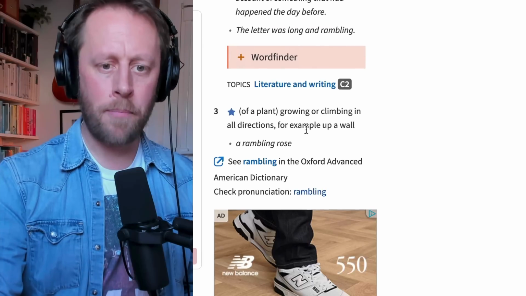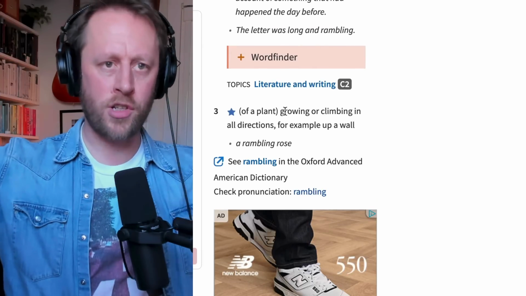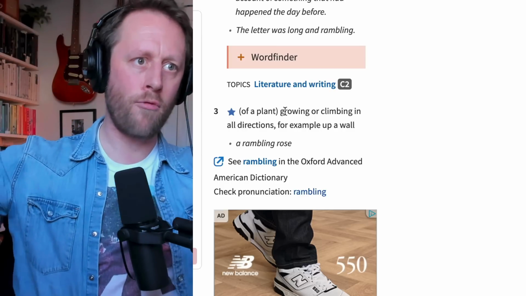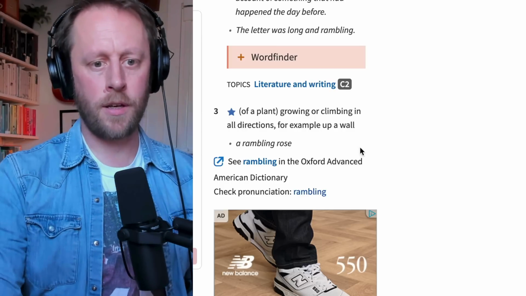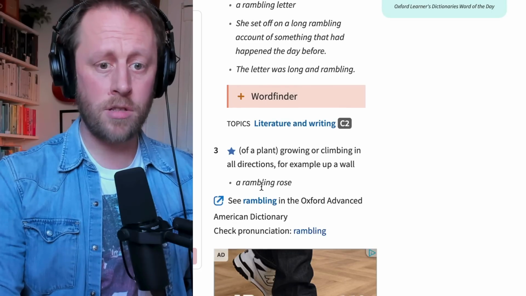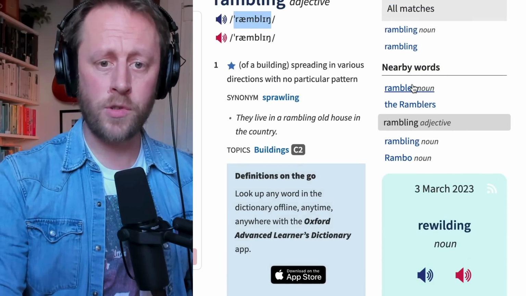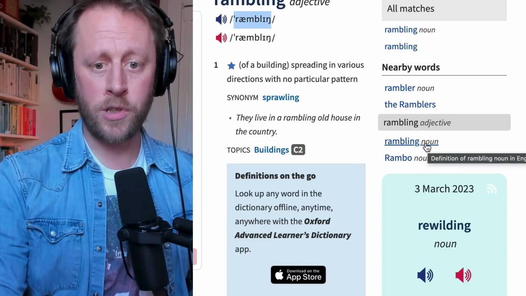And a rambling plant, growing or climbing in all directions. For example, a plant that might climb up the wall of a building or climb everywhere. Rambling plants in a garden that hasn't been looked after. Okay, and yeah, okay. It also shows us nearby words like rambler, another noun, rambling, which also is a noun.